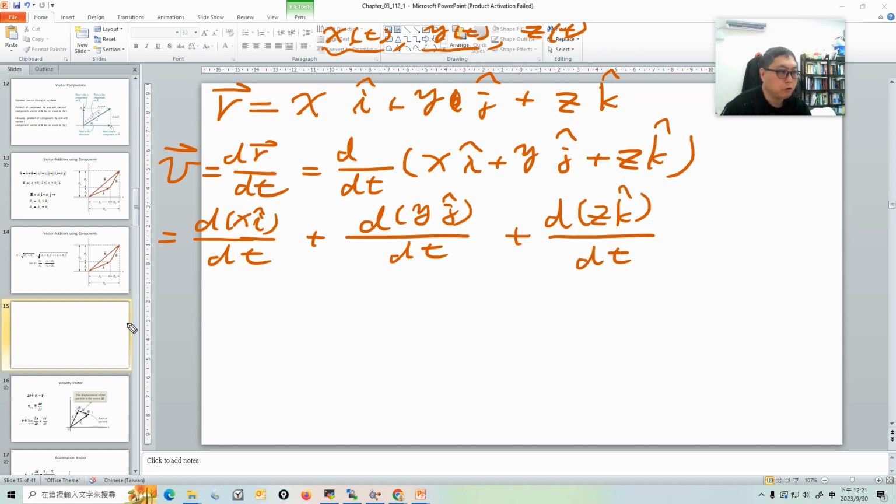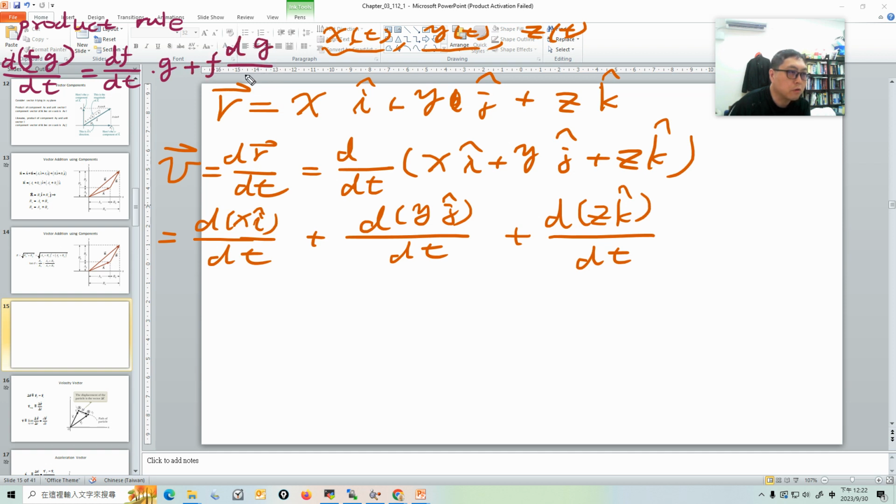Then I'm telling you there's also another rule in derivatives called the product rule. Here is the product rule in derivatives. If I have two functions, f and g, multiplied together, and I take the derivative, it becomes the derivative of the first function times g, plus f times the derivative of g. It's called the product rule.